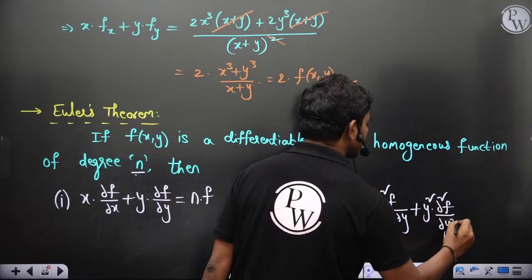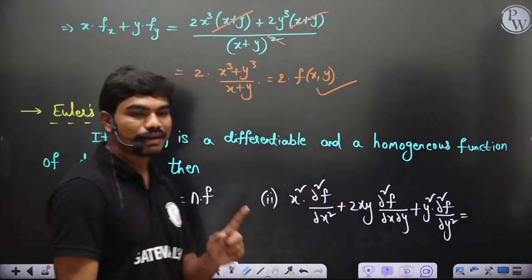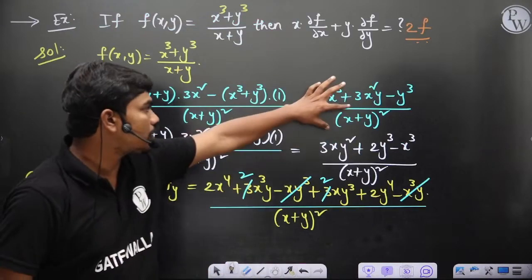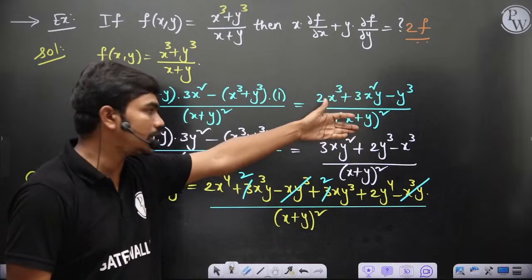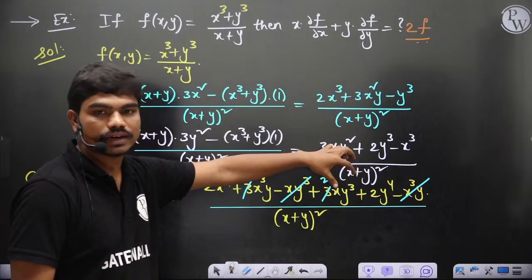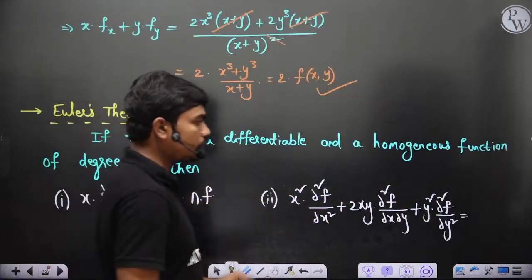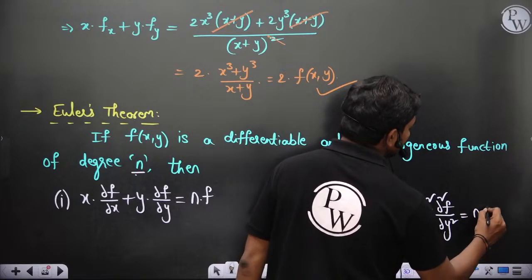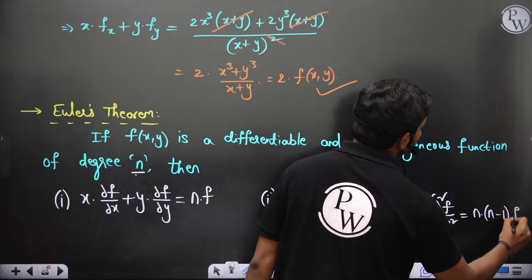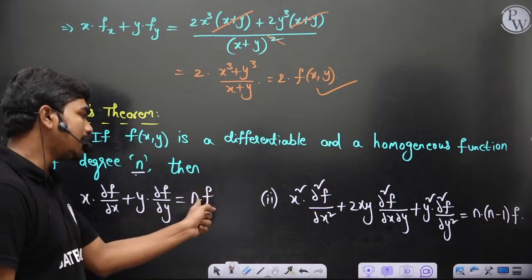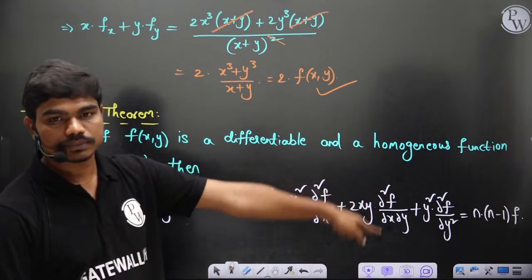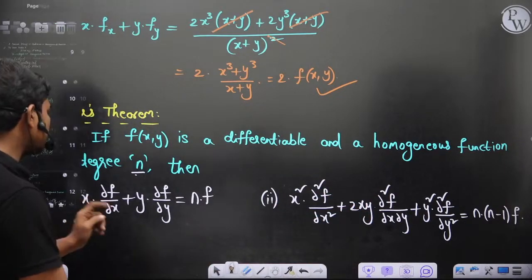If I ask you to calculate this, imagine calculating one more derivative of this with respect to x. It's not complicated, it's easy, but it's very lengthy. Similarly here it would have been lengthy. But this value is actually equal to n times n minus 1 times f. This is n times f, and that is n into n minus 1 times f, which I can show you with a simple example.